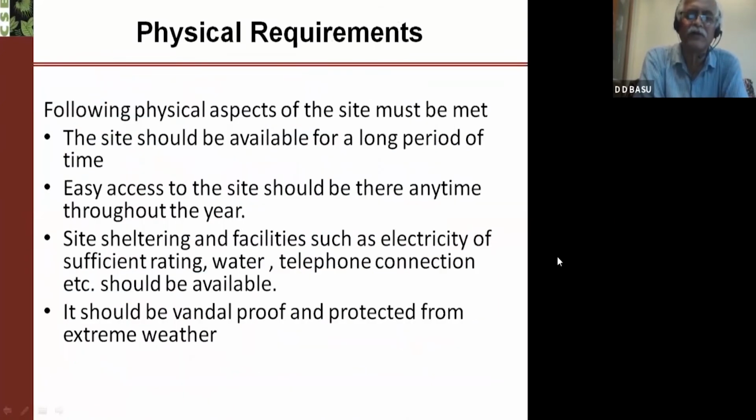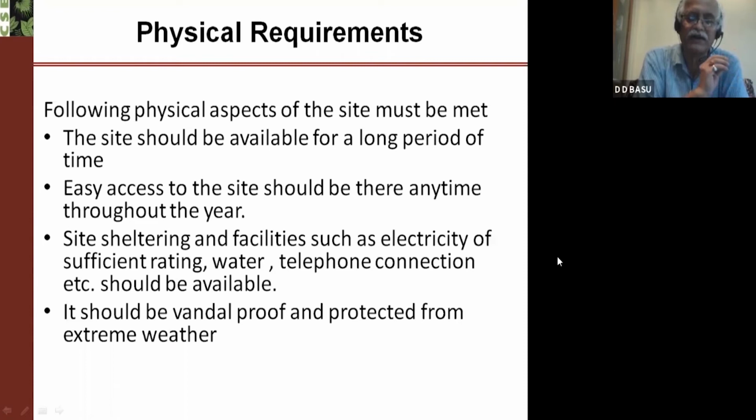Next, physical security. It should be available for a long period of time. Generally, we prefer a location near a government building or a police building, where security is available and easy access is available at any time. Electricity, water and telephone connection should be available.